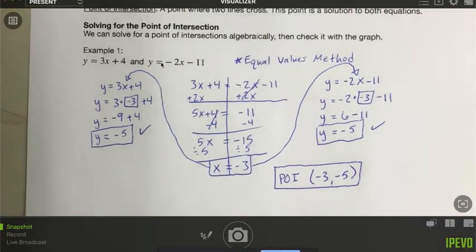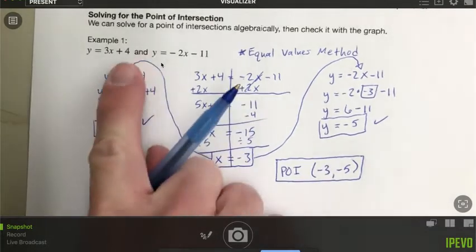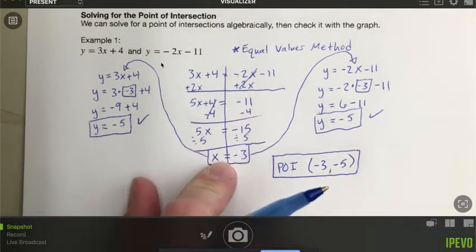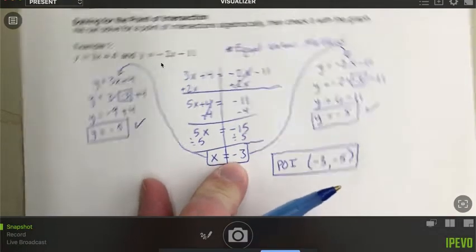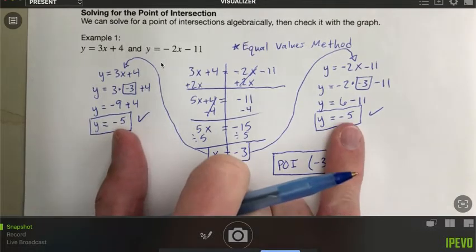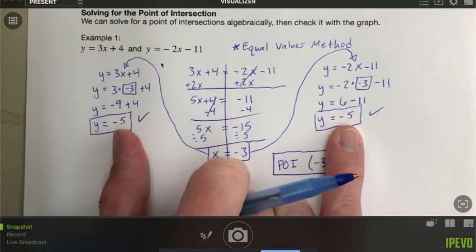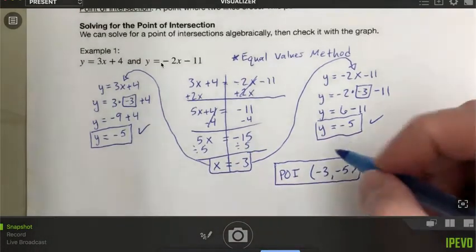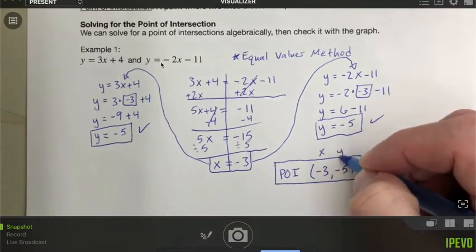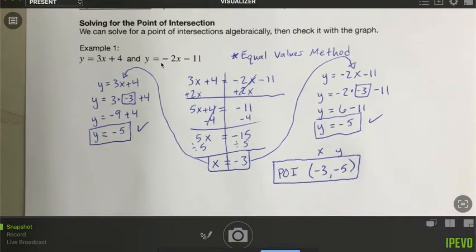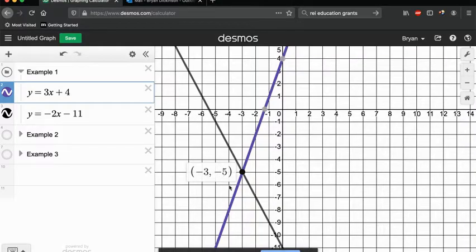So all I'm doing is proving that if I set these two things equal to each other using the equal values method, when I solve, I get the x value that's part of my point of intersection, and that x value results in the same y value for both original equations. So I must be right. Therefore, my x value is -3 and my y value is -5. So just in case you need that reminder, remember it's just x, y. And one more time, that's backed up by the graph.